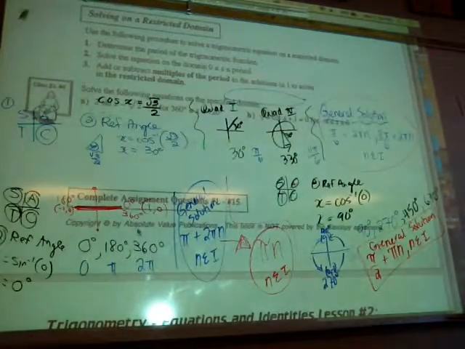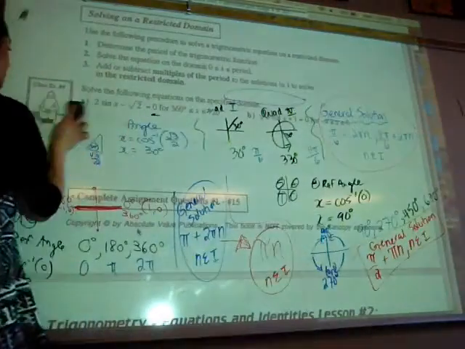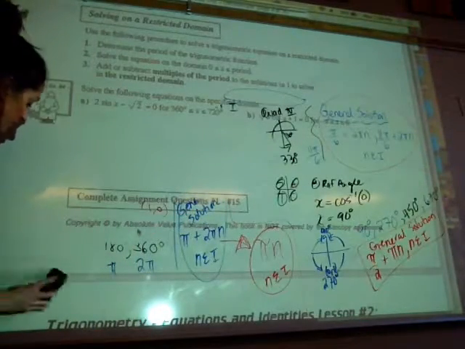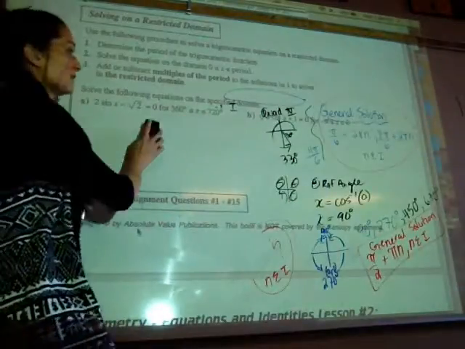Sometimes when you're solving these, you're going to be asked for solutions within a restricted domain. So it's pretty much the same thing, except you're applying your general solution until you get within the domain specified.